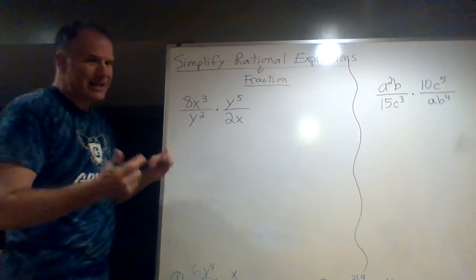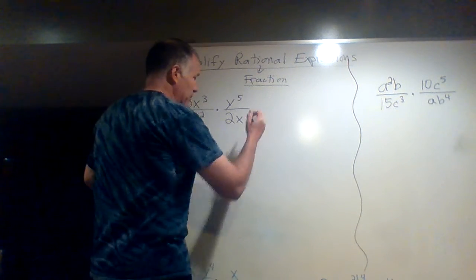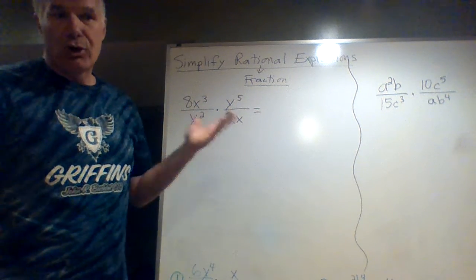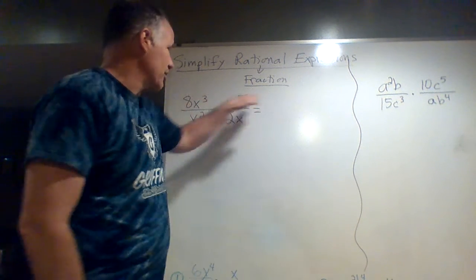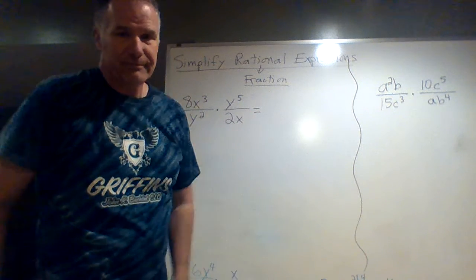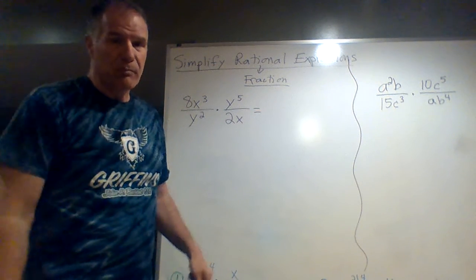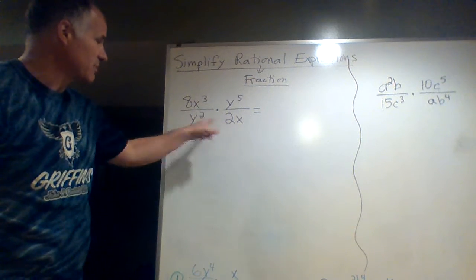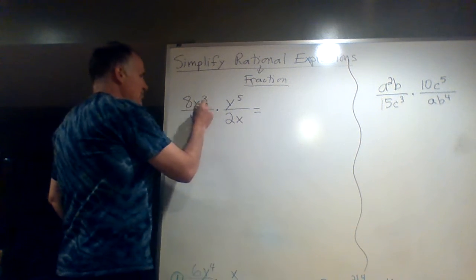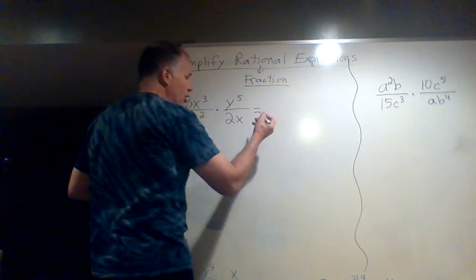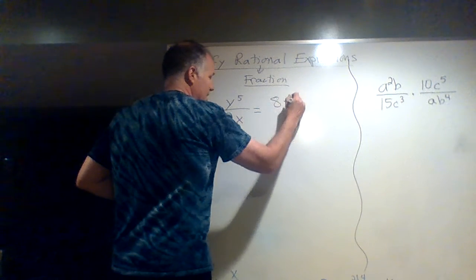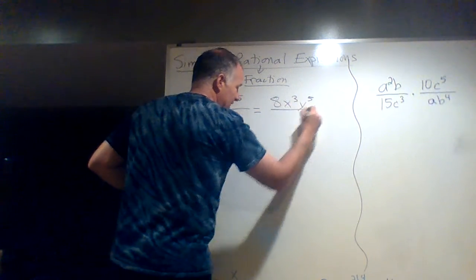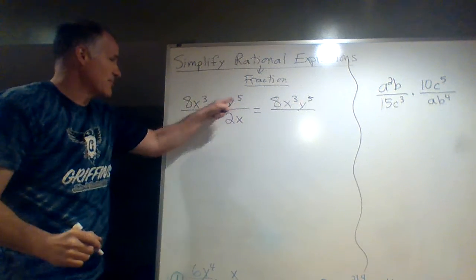Now, guys, what's nice? Multiplying fractions is pretty simple. Remember, you don't need a common denominator. You don't need really anything. You just multiply across the top, multiply across the bottom. That's pretty much it. Just multiply the numerator, multiply the denominator. So 8x3 times y5, that's my numerator. So just 8x3 times y5.